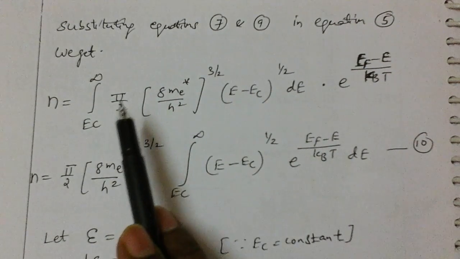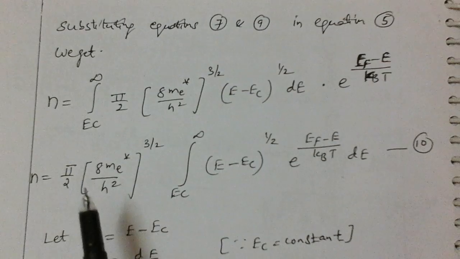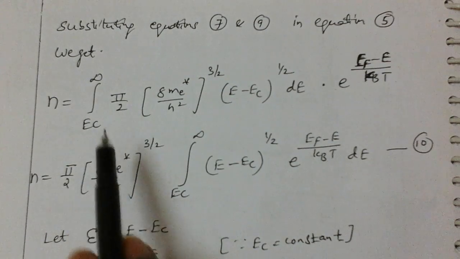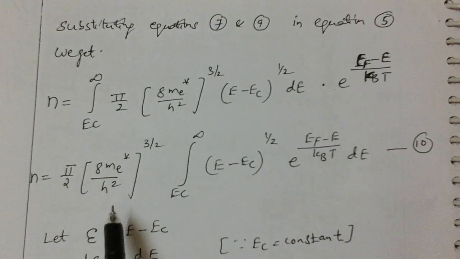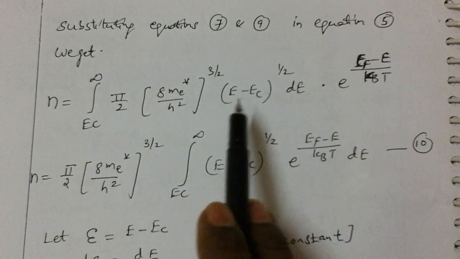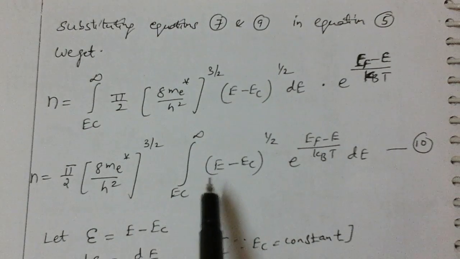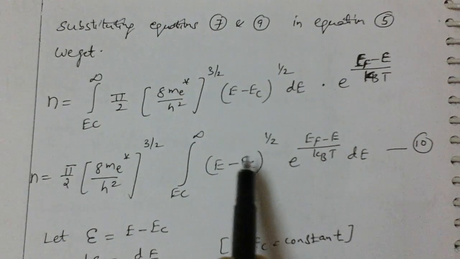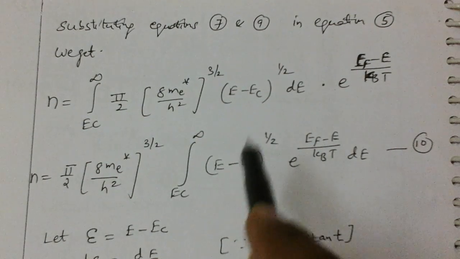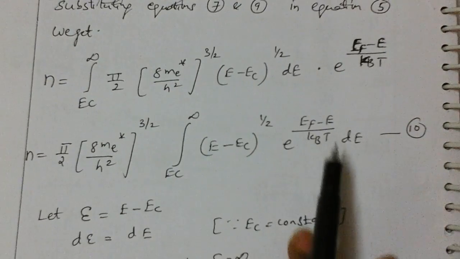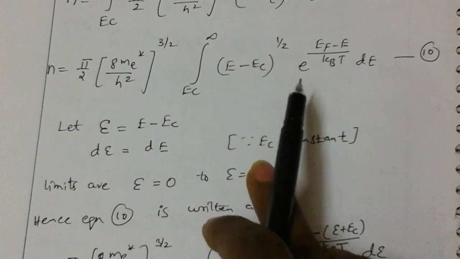Then we are getting the integration from E_C to infinity. Here π/2 is constant, 8 m_e* by h² are constants, so we write them outside the integration. E minus E_C whole power 1/2 is a variable value, that is why we write it inside. Next, e power of (E_F minus E) by k_B T as it is, where k_B means the Boltzmann constant. This is equation number 10. This integration we are doing by the substitution method.